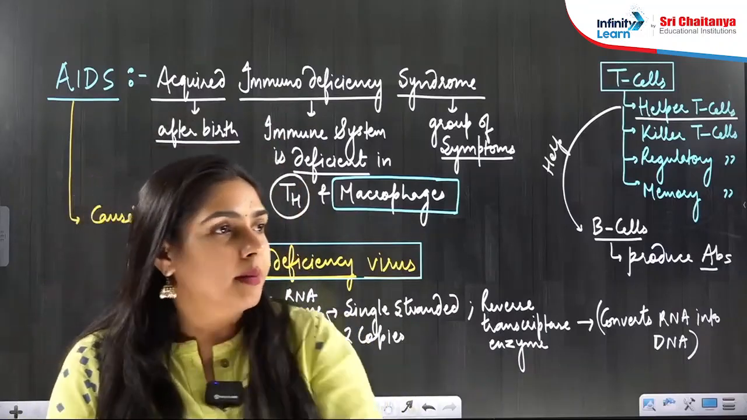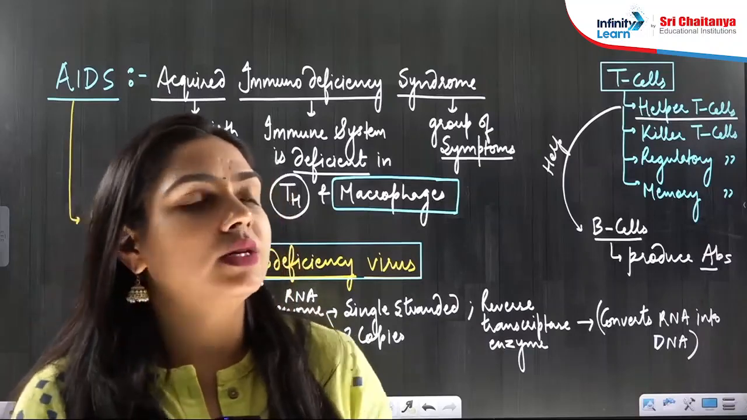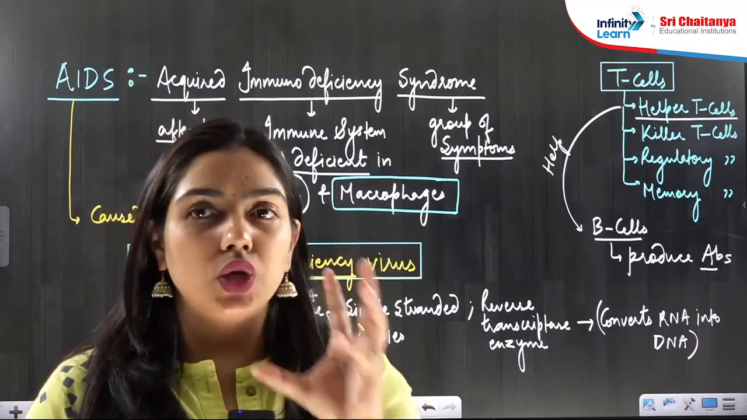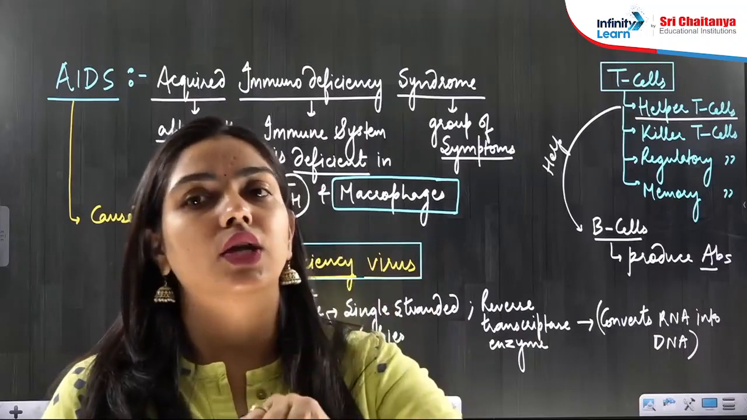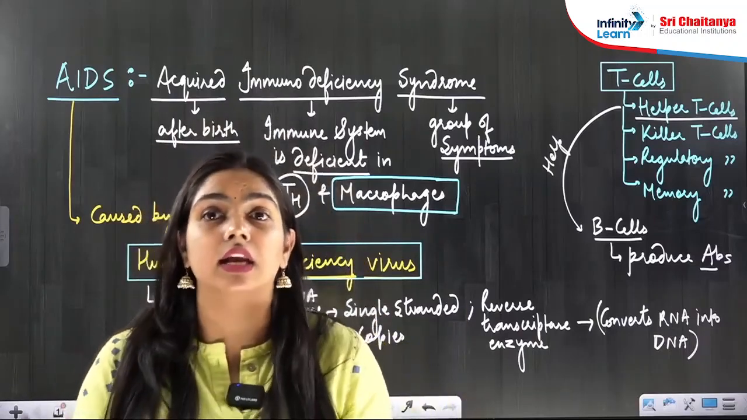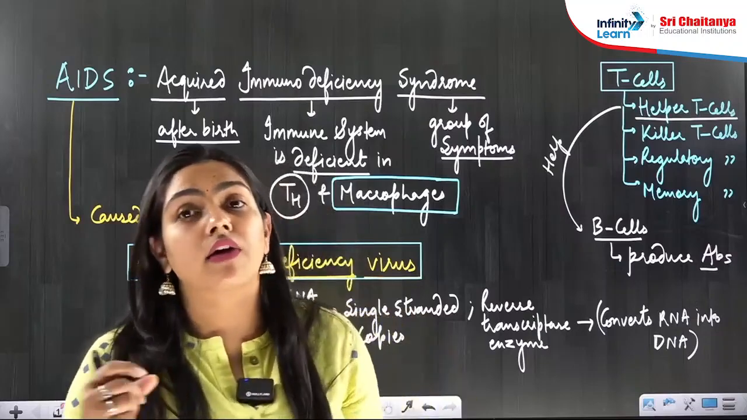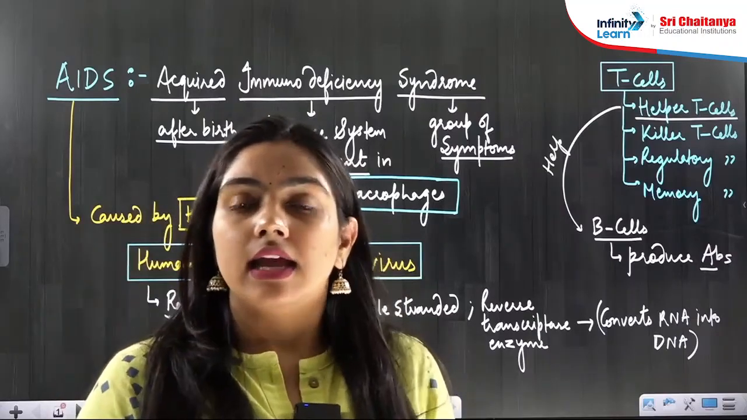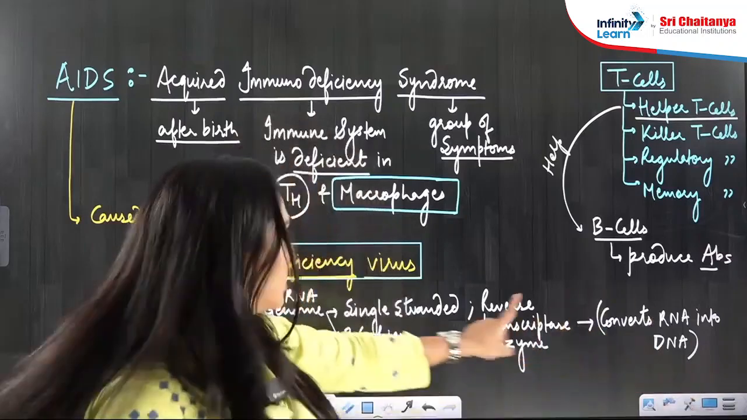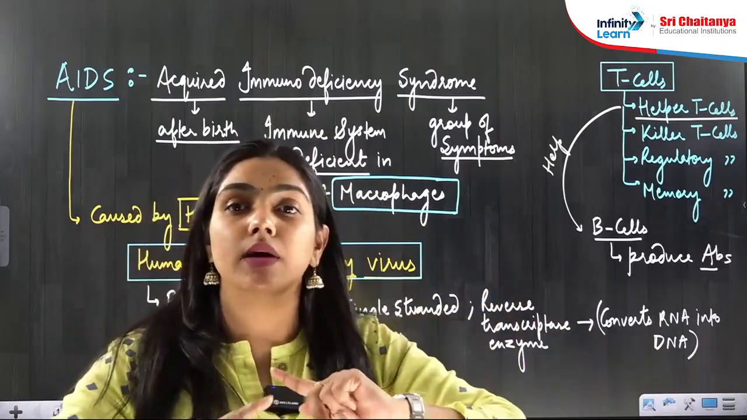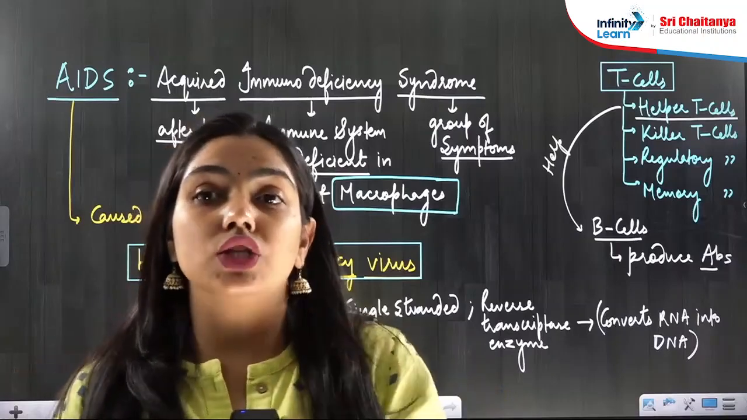Ma'am, what is genome? Beta, genome is your genetic material. In every cell of the body there is a nucleus, and in that nucleus there is a genome, genetic material, which can be either DNA or RNA. Retroviruses are those viruses whose genome is RNA, and they also have the reverse transcriptase enzyme.